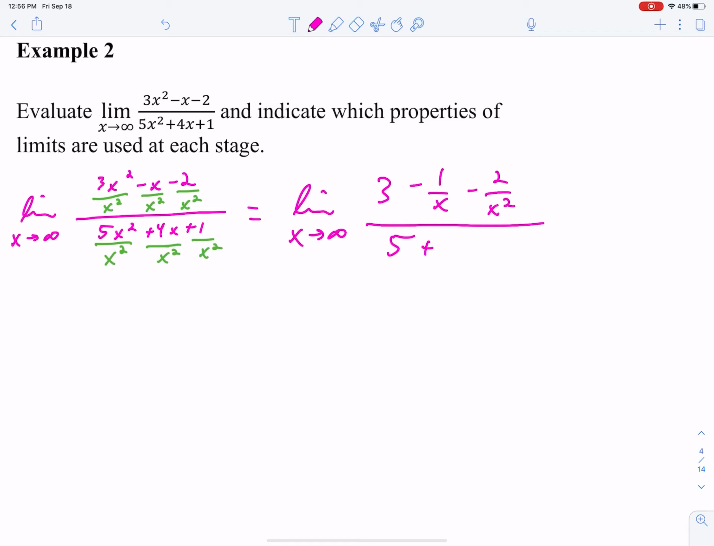5 plus 4 over x squared plus 1 over x squared. Okay. So you're looking at it and going, wait a minute, did that make things easier? I promise it does. Hold on.